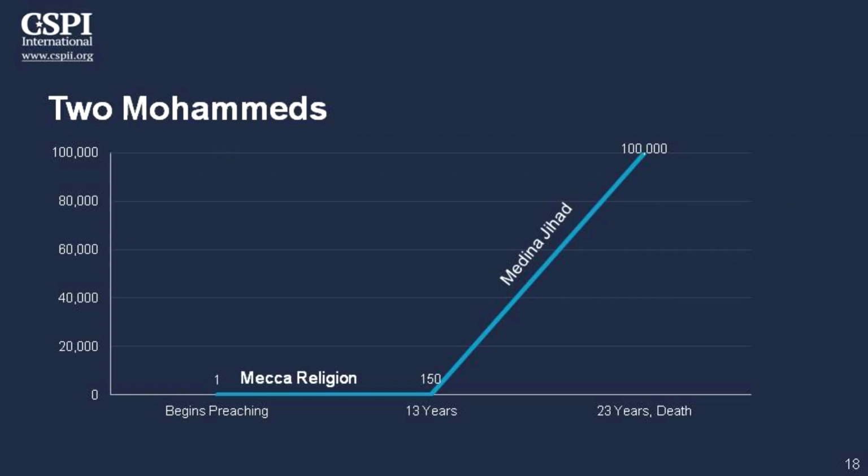He taught the religion of Islam for 13 years in Mecca and converted 150 Arabs. He was driven out of Mecca, went to Medina, where he became a politician and a jihadist, and when he died, every Arab was a Muslim. So we have two different people: preacher, quiet, and politician, jihadist. Two different kinds of persons.